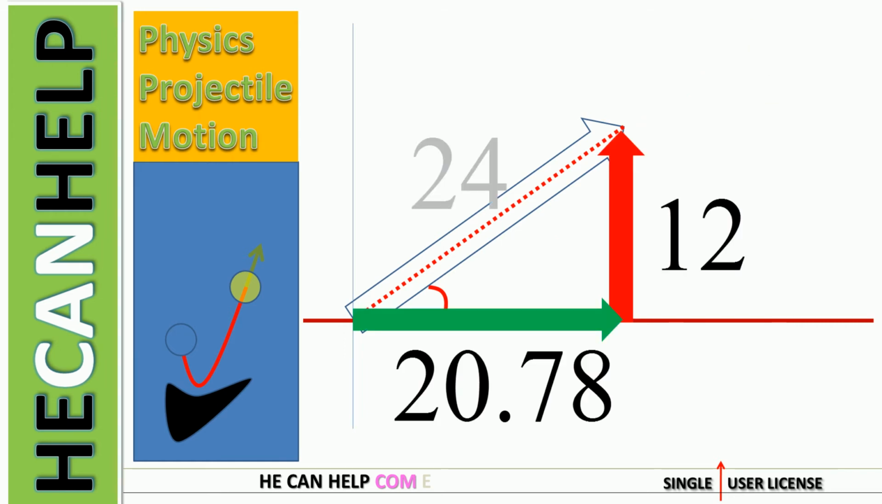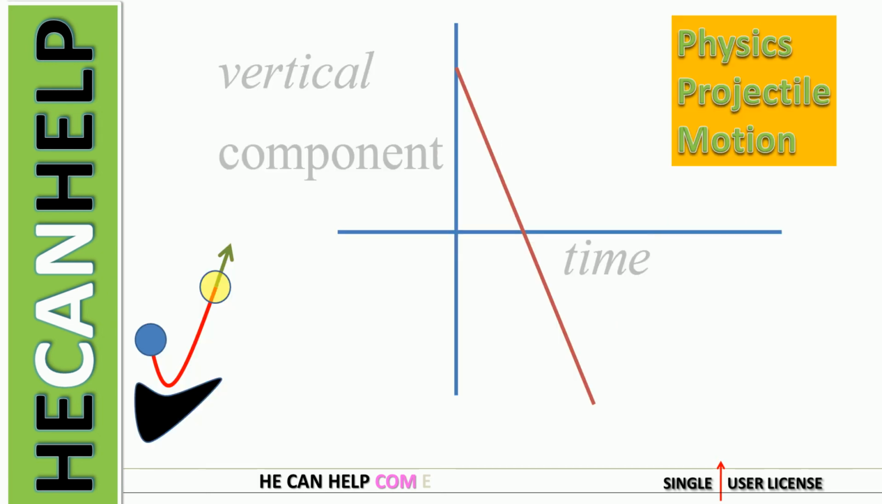So your 24 meters per second at an angle of 30 degrees is equivalent to 20.78 along the horizontal and 12 meters per second along the vertical. Please don't forget the vertical component at the very beginning, it is positive, right? So if you kick something like that, it is going to go like this and reach the maximum point.